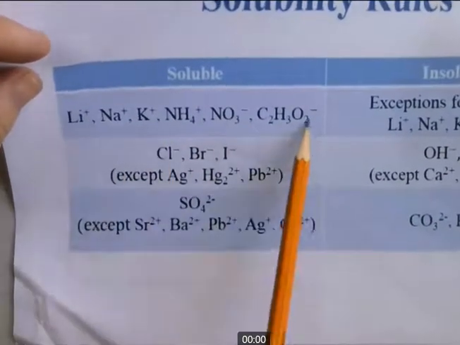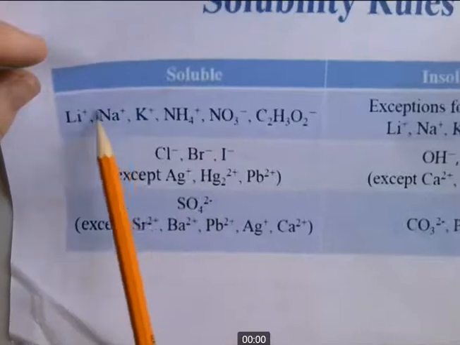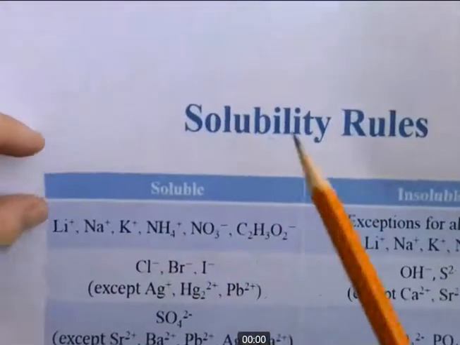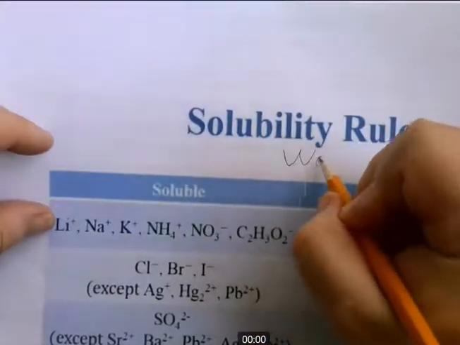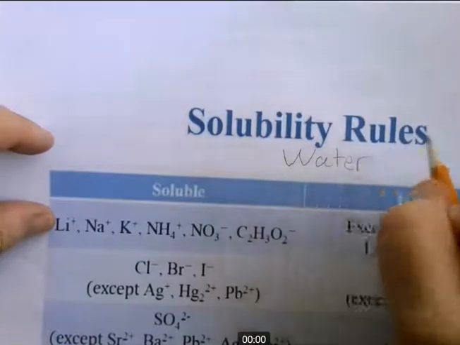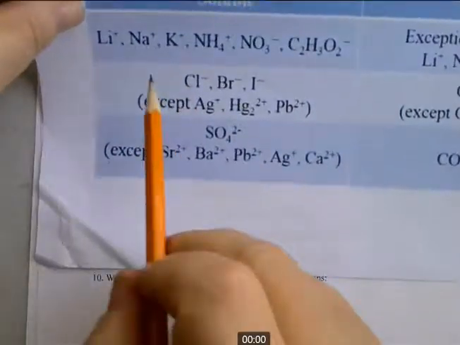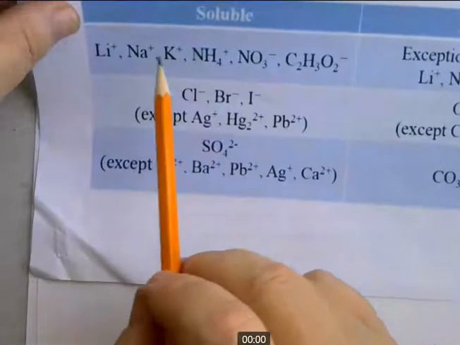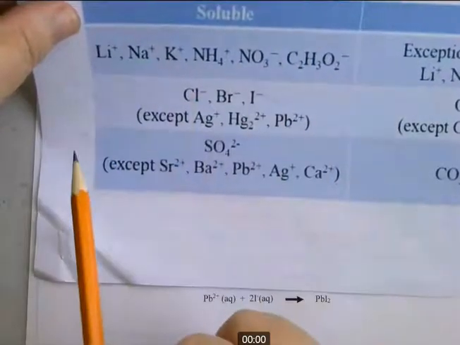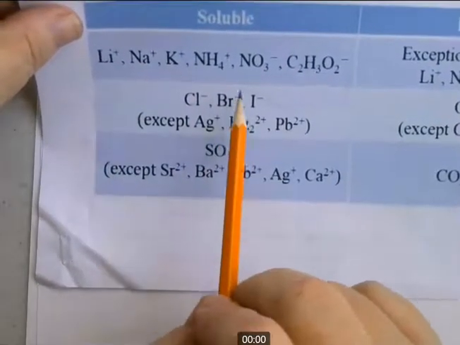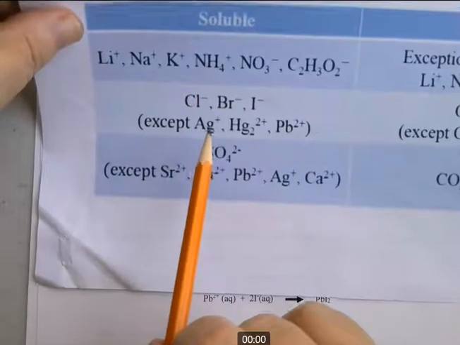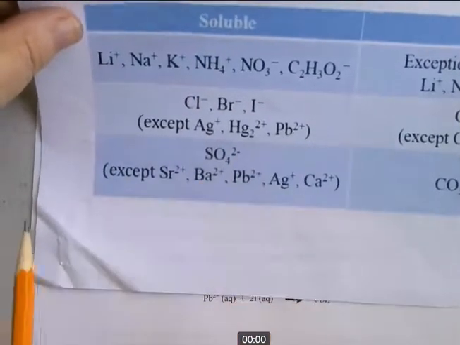These compounds or elements or ions are always soluble in water. Remember, these are solubility rules for water, not for anything. For water. Okay, and these are soluble in anything. No matter what these are attached to, they will break off of it and they will dissolve. These are soluble with everything except these 3 cations.